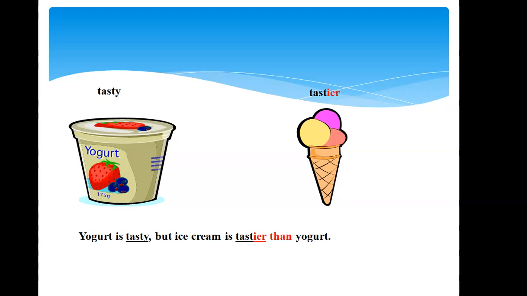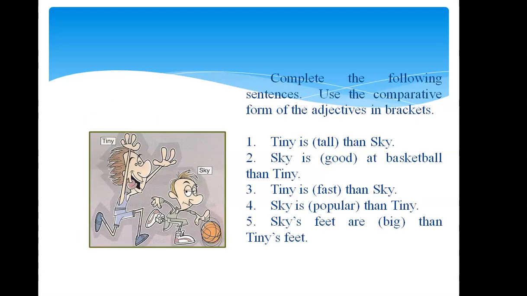Tasty, tastier. Yogurt is tasty, but ice cream is tastier than yogurt. Okay. Let's complete the following sentences. Use the comparative form of the adjectives in brackets. For example, in the picture you'll see Tiny and Sky.